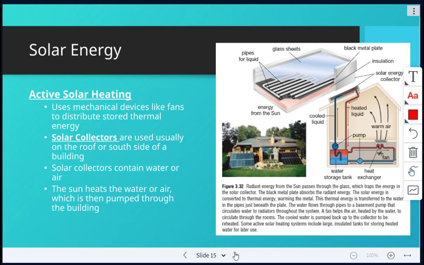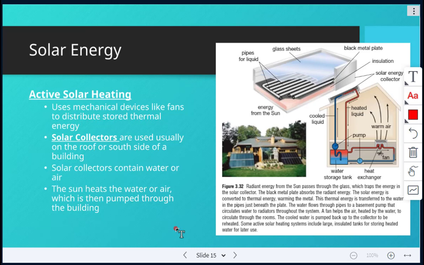Then we would have active solar energy. This is when we would use mechanical devices like fans to distribute stored thermal energy. So we would have solar collectors, like shown here, that would be used to collect that solar energy. You would put them on the roof or the side of the building that will have the most amount of sunlight. These solar collectors may contain water or air, shown here. The sun beating down will heat the water or the air, and that'll then get pumped through the building.